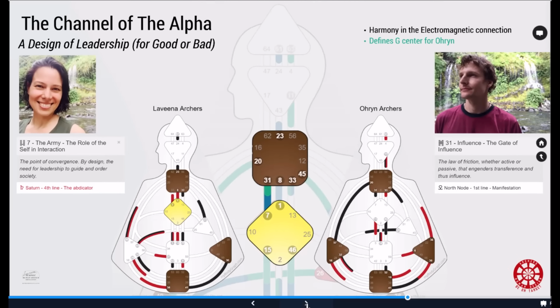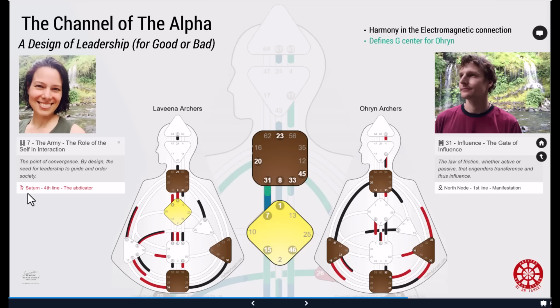Okay, the channel of the alpha, design of leadership for good or bad. Lavina, you have the discipline to abdicate, to step down. When somebody wants you to lead, you will, but you'll step down when the rule of the majority asks you to. Orin, what happens with you is that in influence with others, you're in an environment where you see other people's influence, and you're observing what it takes to get to the bottom of manifesting that influence into the world. That's what you're really attuned to. So this is a harmony in your electromagnetic connection, as in energy that can work really well together. It does, again, define the G center for you, so your higher sense of direction and self.